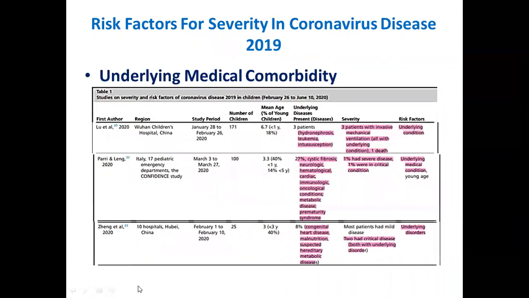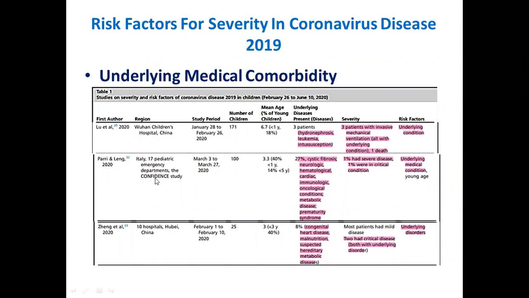For the underlying medical comorbidity, in a series of 171 children with COVID-19 from China, they described 3 patients requiring ICU support and invasive mechanical ventilation, and all had an underlying comorbidity. One was a 10-month-old male infant with intussusception who developed multi-organ failure and died after 4 weeks of admission. The second had leukemia on maintenance chemotherapy. And the third was aged 13 months with bilateral hydronephrosis and calculus of the left kidney. But also in this study, they did not mention whether the 168 children who did not need ICU admission had an underlying condition.